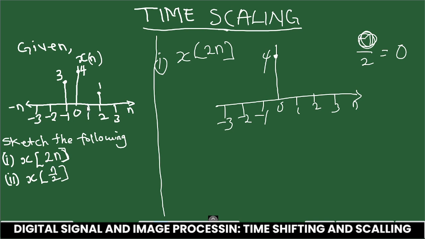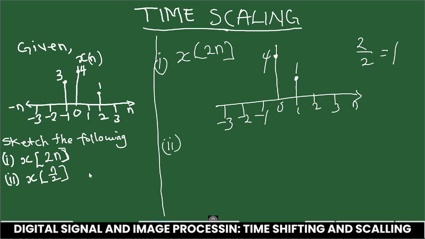You move to the next one at 1 here. If you divide, you get a fraction, so you leave it out. You move to the next one, which is at 2. You take 2 divided by 2, which gives you 1, and 1 is an integer. So the sample at 2 will now move to position 1, and the amplitude will be the same. That is how we do it. So now let's continue with the next one.